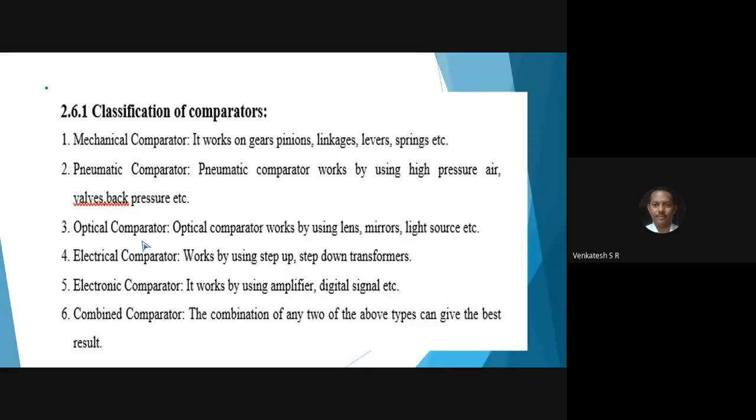So this is the classification of comparator. So remember, the comparators are classified into 6. Remember, all of you, this is very, very important in the lifetime. Remember the classification of comparator. Comparators are classified into mechanical, pneumatic, optical, electrical, electronic, and combined comparator.